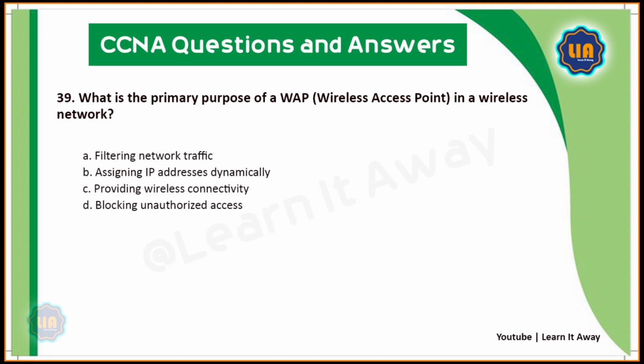39. What is the primary purpose of a WAP, wireless access point, in a wireless network? A. Filtering network traffic. B. Assigning IP addresses dynamically. C. Providing wireless connectivity. D. Blocking unauthorized access. Answer. C. Providing wireless connectivity.